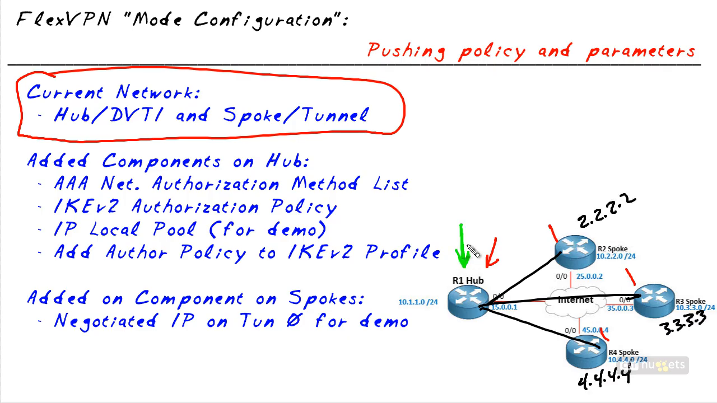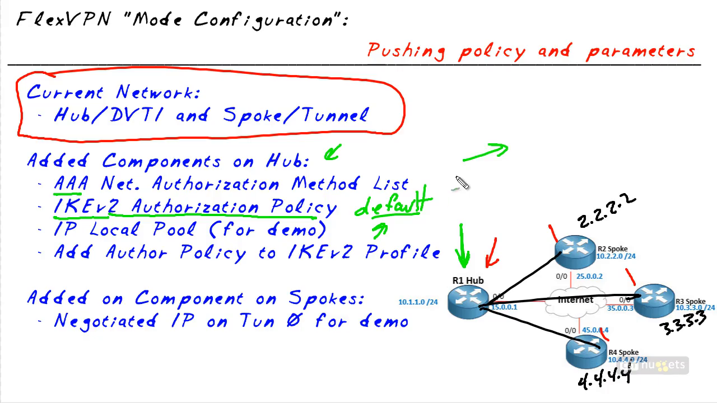Now to have R1 act as a server and push this policy down to the clients, we're going to add a few components on the hub. We're going to create a AAA network authorization method list. The method list could point to a AAA server, for example a RADIUS server, or to the local database. Or we could use the keyword local, which refers to the router itself. We're also going to create an IKEv2 authorization policy. Now there is a default policy that pretty much is wide open, and we could either customize that default authorization policy, or we could create a new one.